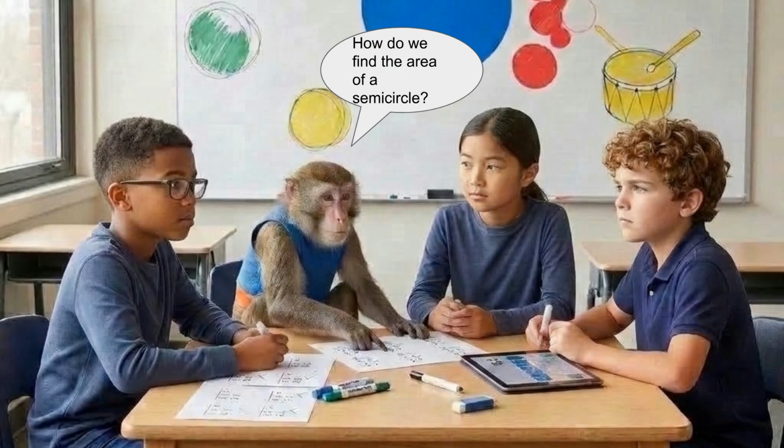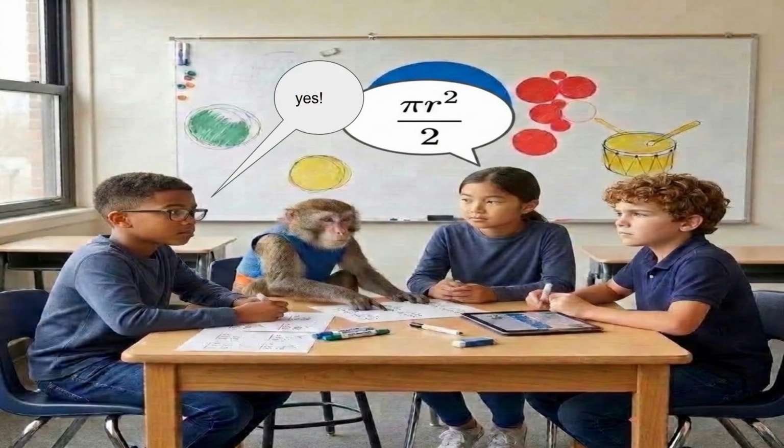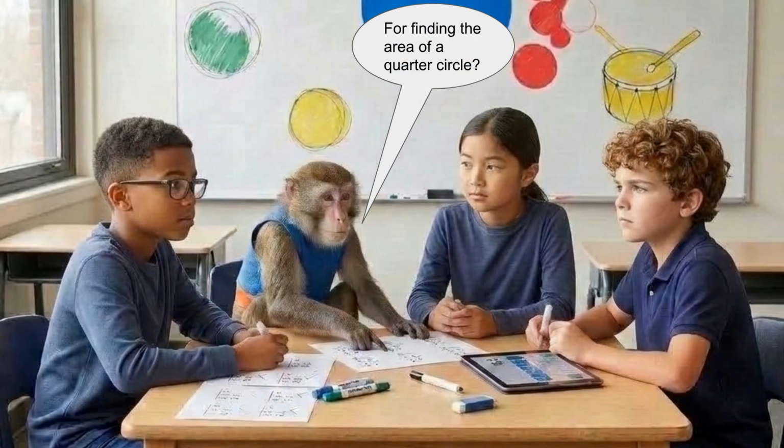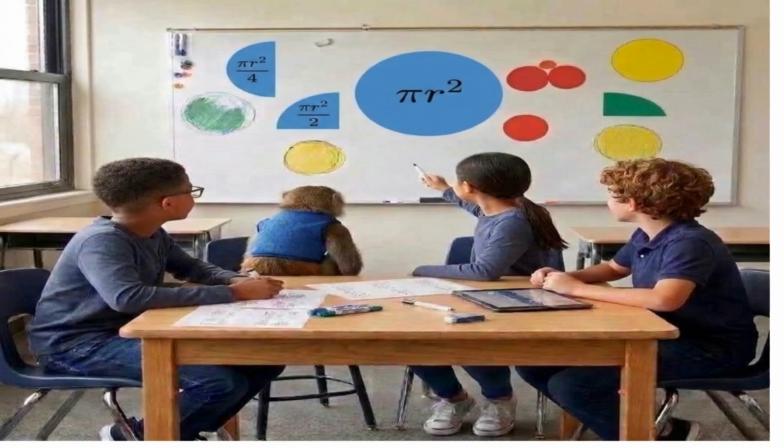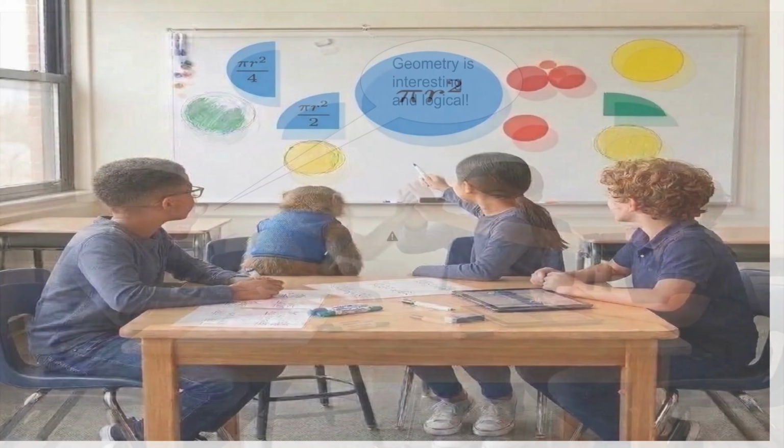How do we find the area of a semicircle? Do we have to divide the area of the circle by 2? Yes, the area of a semicircle is half the area of the corresponding circle, using the formula pi r squared divided by 2. The area of a quarter circle is the area of the circle divided by 4, as it is a quarter of a circle. This scene highlights the formulas for the area of a semicircle and a quarter circle.